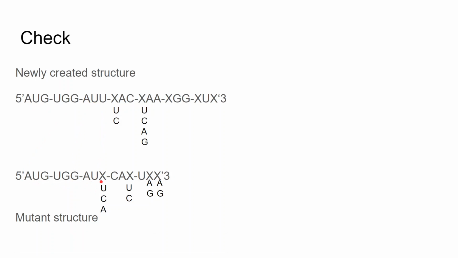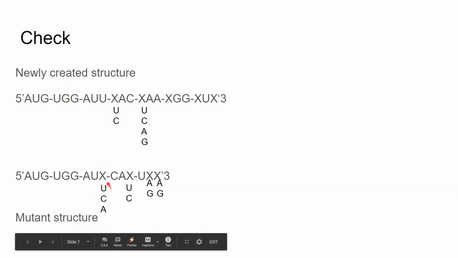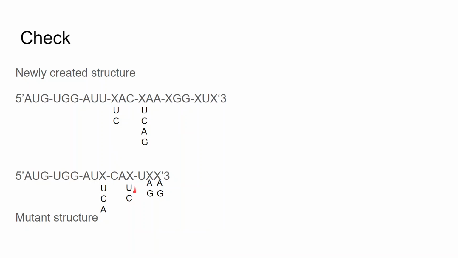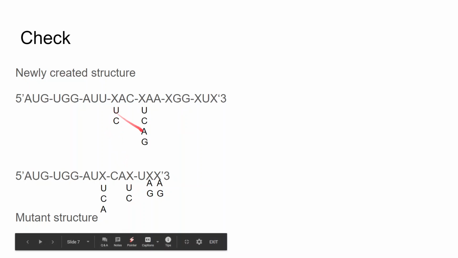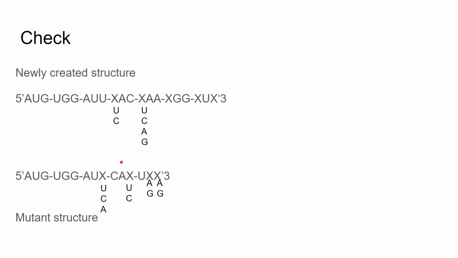AUU, which matches up with AUX, as X can be either U, C, or A, so since it's U, we are okay. So we have XAC, which can be C, just like CAX, which could be U or C, so since we have CAC, both of them form histidine, which would be CAC.